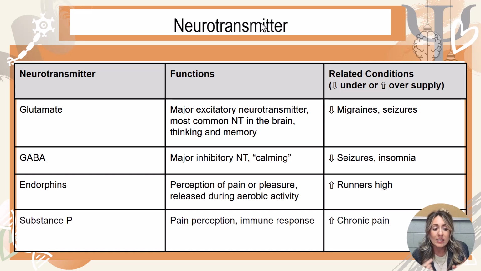That's different than substance P, which is our final neurotransmitter. The role of this neurotransmitter is not to create pain, but for you to feel pain. This gives you that perception of when something is painful. And it also is connected with our immune response. If you have too much, an oversupply of substance P, that can lead to a chronic pain condition.